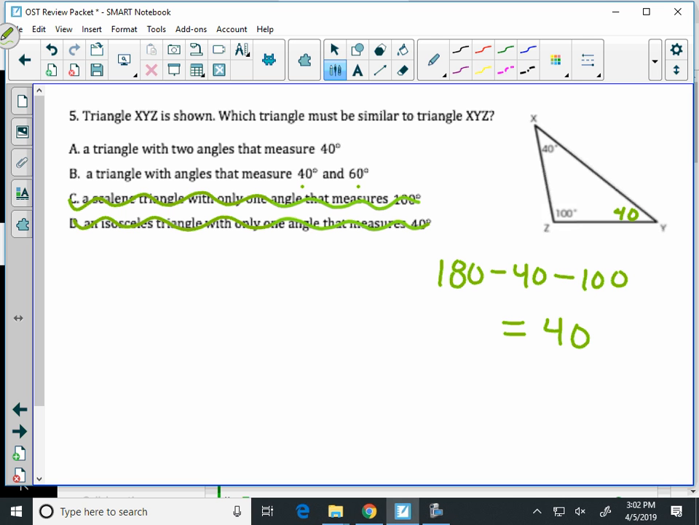Okay? So the one that matches is A, because the triangle we were given has 2 angles that equal 40 degrees, and A is talking about 2 angles being 40 degrees. B is not my answer because the triangle we were given doesn't have a 60-degree angle. So that one just doesn't work.